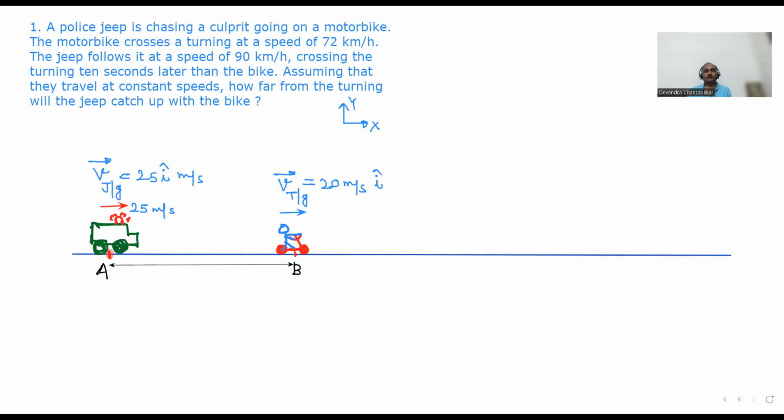The thief has traveled for 10 extra seconds, right? So the distance between them will be what? 200 meters. Yes. This 200 meters is the displacement, sorry, the distance between A and B. Understood? So what is the initial position of B with respect to A? This is initial, right? It is 200 I cap. I hope all of you understood this. Yes or no?